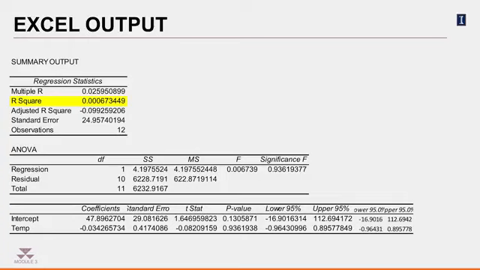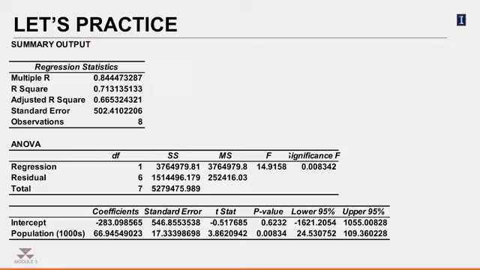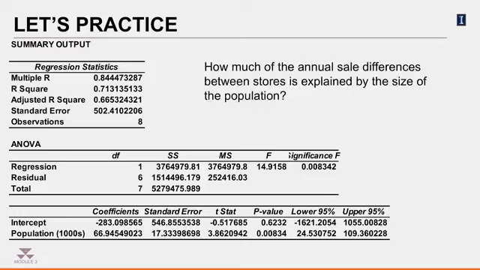Now let's practice. This is the output for the example we used in the previous lesson, effect of population and annual sales. What is your opinion of this regression model? How much of the annual sale differences between stores is explained by the size of the population living near the stores, and how much by other things?